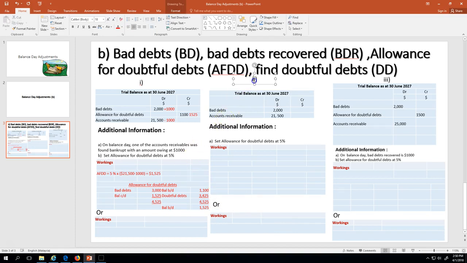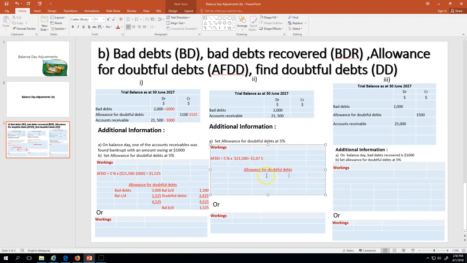Okay, number Roman 2 is another example. You can have a trial balance look exactly like just now, but with less additional information. This additional information only talks about setting the allowance for doubtful debts at 5%. So what do we do? Again, count our AFDD, and then we open our AFDD. Same thing. Is there a balance BD for this account? No, there isn't. So there's no balance BD.